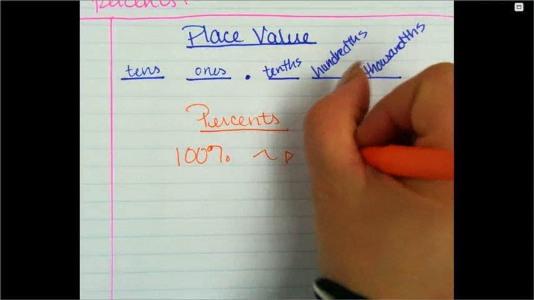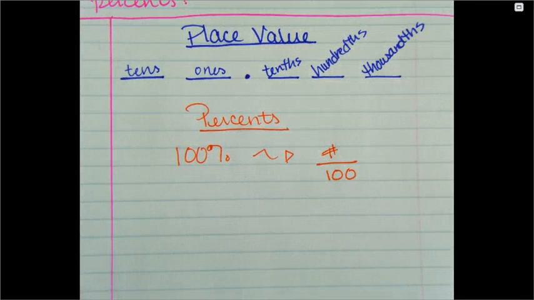So if it was 25%, it'd be 25 over 100. If it was 30%, it'd be 30 over 100, right? So whatever my percent is will go over 100. Now, if it's bigger than 100%, then it's going to be a mixed number. But for the most part, it should be less than 100%. Everything we're going to deal with is going to be 100%. Okay?